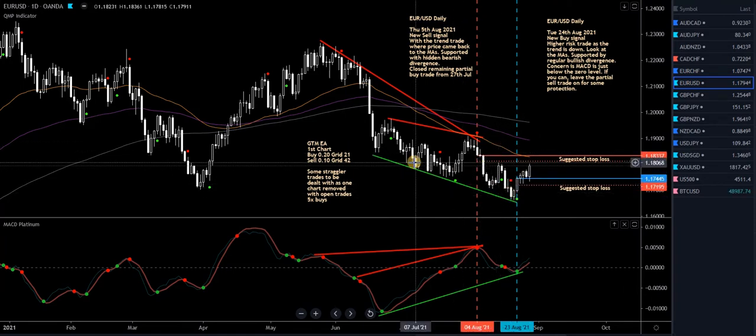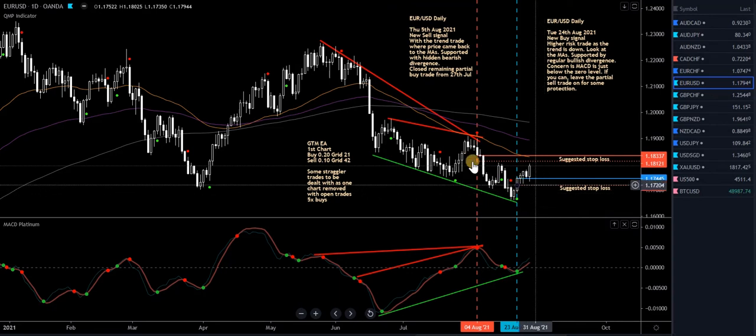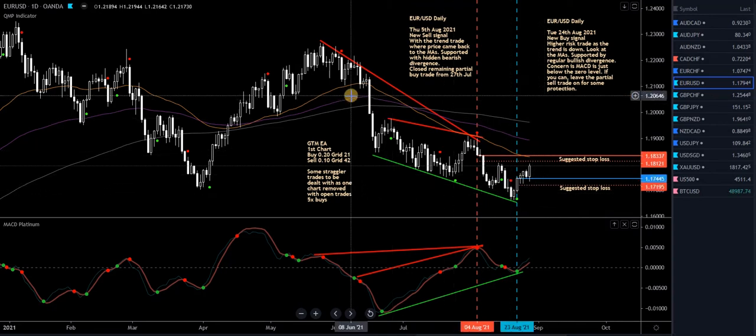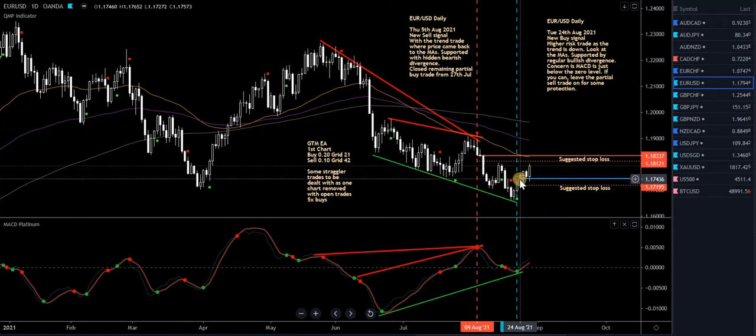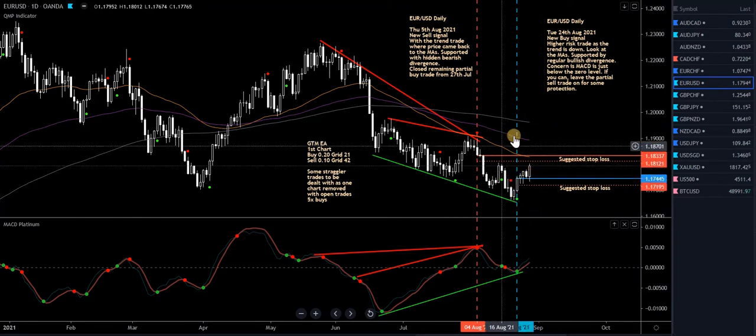And every trend changes. Like it can't go down forever. It's the Euro USD, the two biggest currencies on the planet. Neither are going to zero anytime soon. If they are, then the world's in trouble. So every trend will change and eventually it'll turn to the upside. But in the meantime, this is what we're looking at.